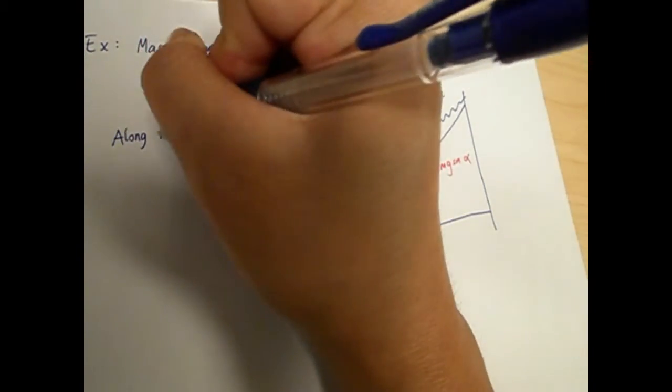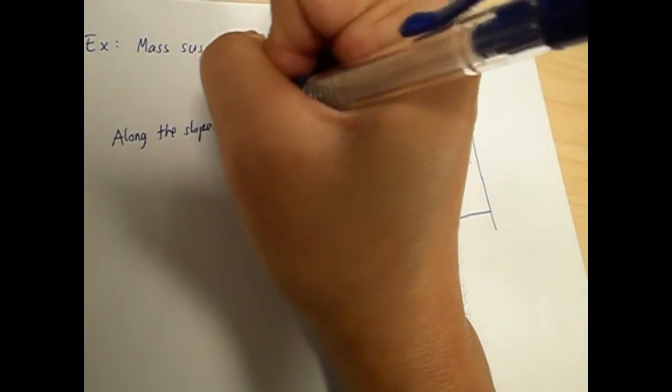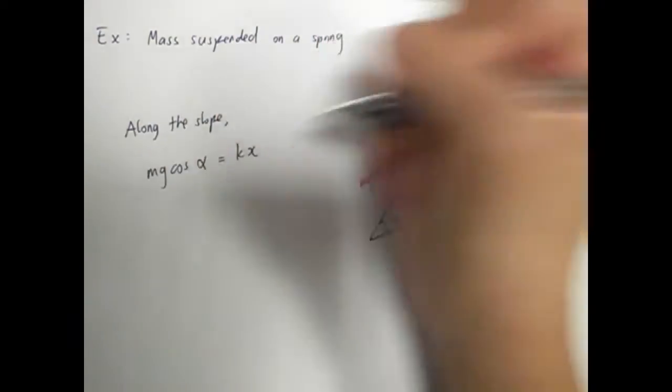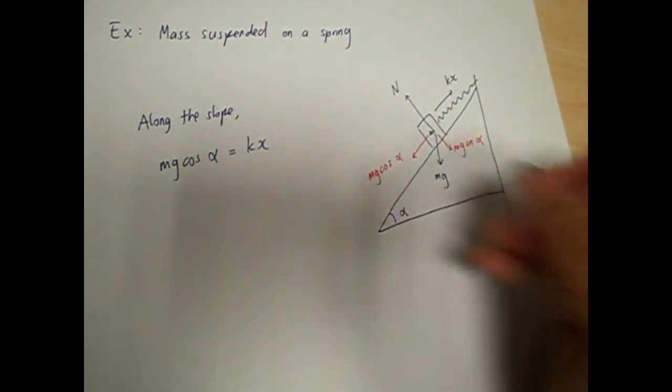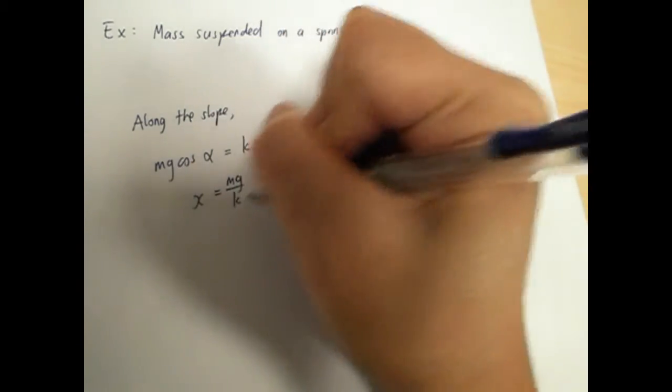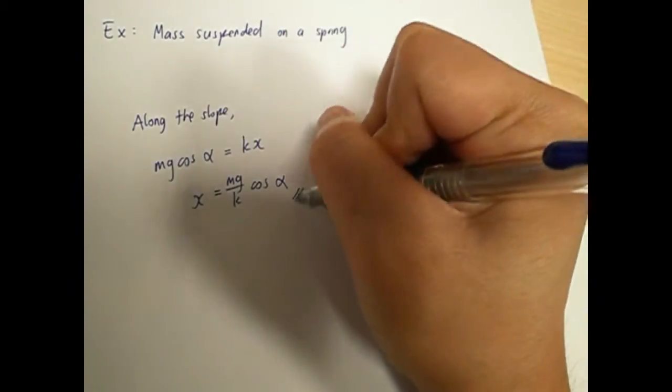The box is in equilibrium. Therefore, Newton's law says that the net force along the slope must be 0, which is to say that mg cos alpha is balanced out by kx, and these two magnitudes are equal. Solving this for x, we have mg over k times cosine alpha.